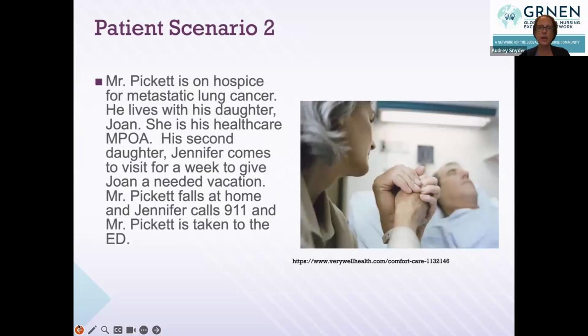Let's talk about another scenario. We've got Mr. Pickett. And I share this because this happens in real life often. He's on hospice for metastatic lung cancer. He lives with his daughter, Joan. She's his healthcare medical power of attorney, but his second daughter, Jennifer, comes for a visit because Joan needs a vacation. He falls, she picks up the phone, calls 911, and he's taken to the emergency room. And it's not until he's in the emergency room that there's a discussion about him being on hospice.